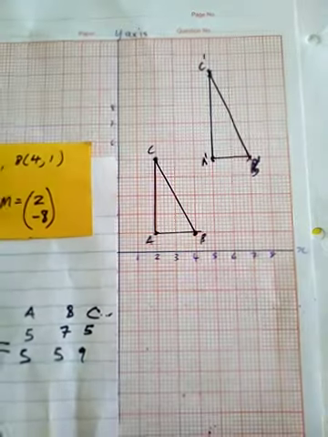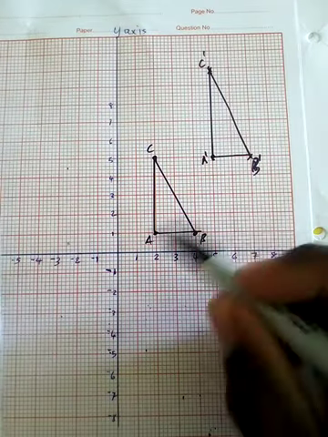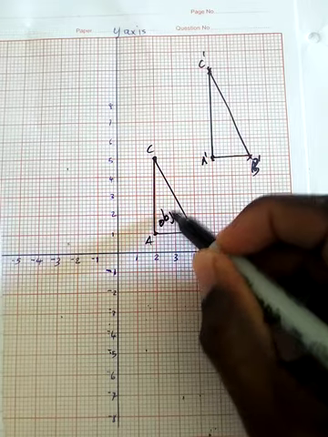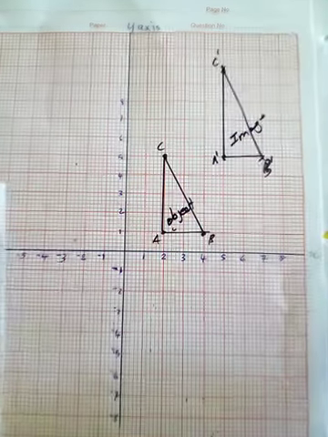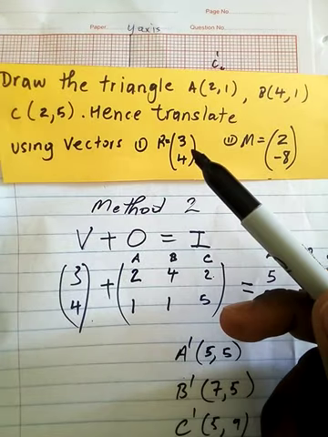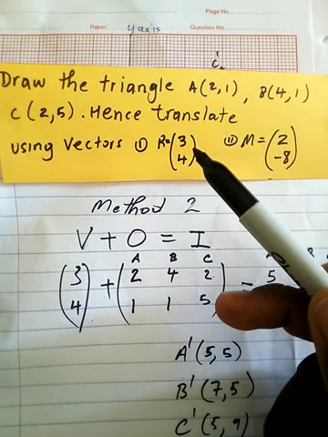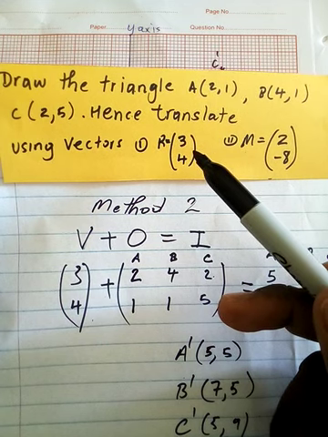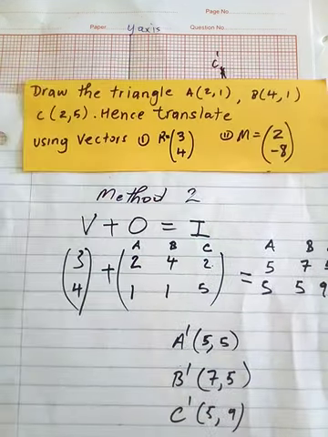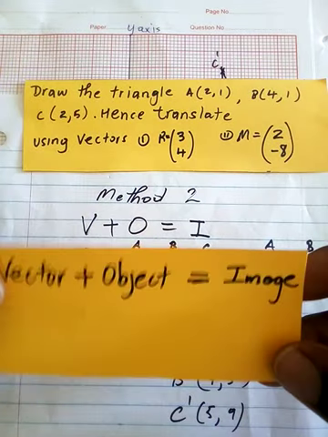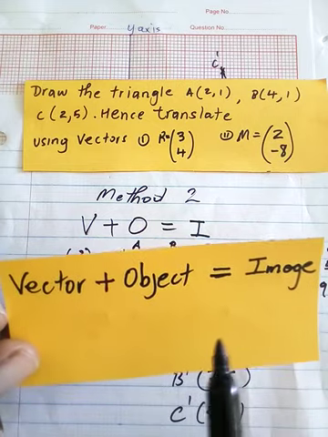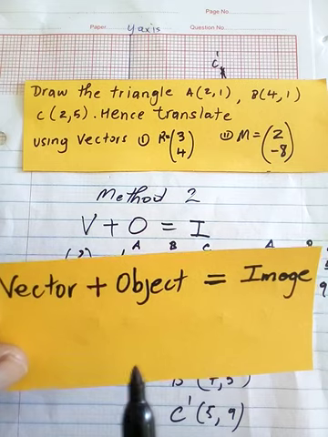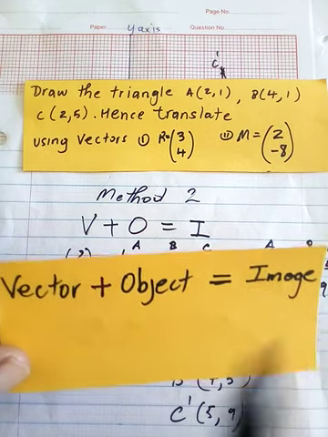So here you have two methods. This is the object, and most times students are instructed to label the original shape as the object, and this is your image. There are two methods you can use: counting the unit spaces using the translation vector, or using the formula, vector plus object equals image. And it's very useful because, since it's algebra, you can transpose. They might give you the object and the image, and ask you to find the vector.